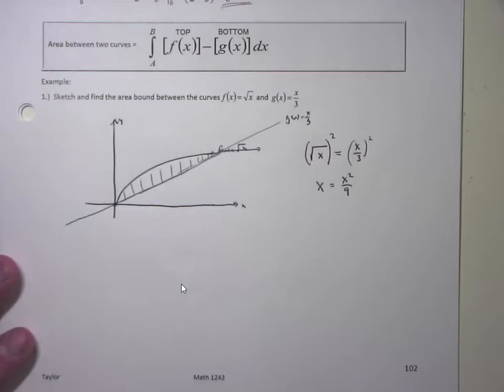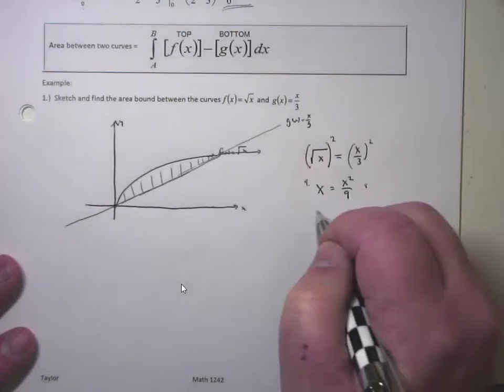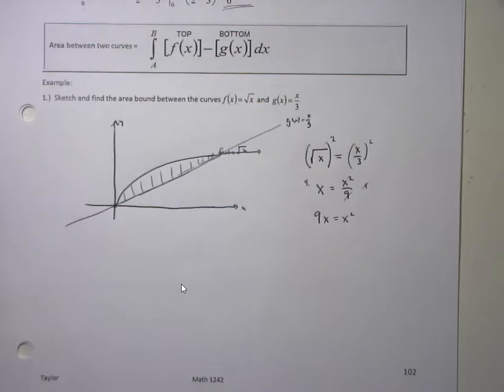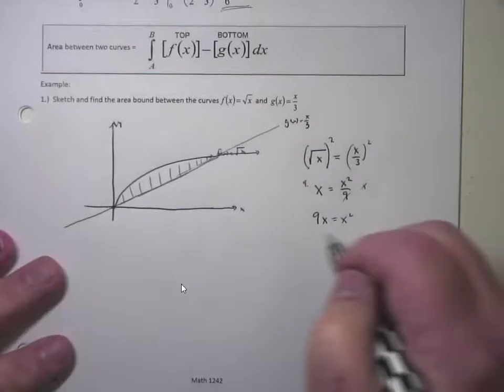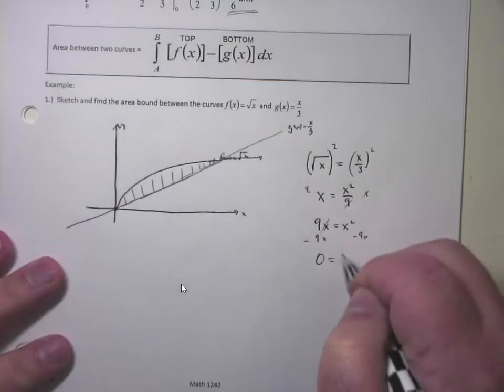I'm going to multiply by 9 on both sides to get rid of my fractions. This gives me 9x is equal to x squared. And because it's a quadratic, I'm going to set it equal to 0. So I'm going to subtract 9x from both sides. So I get 0 is equal to x squared minus 9x.